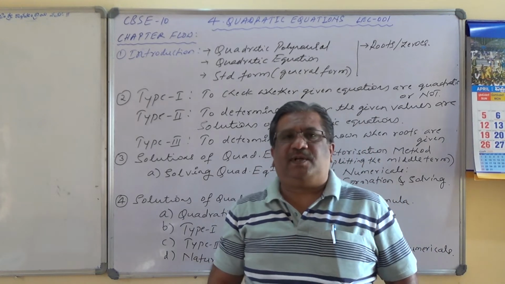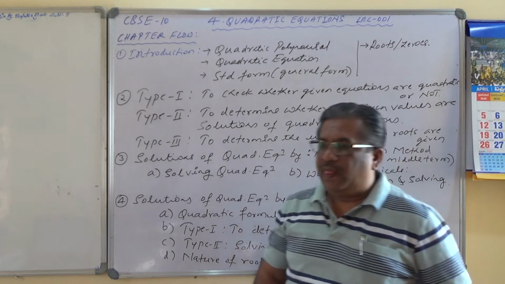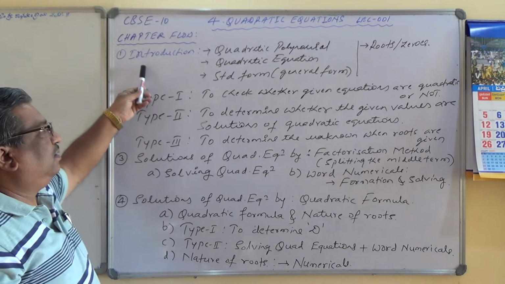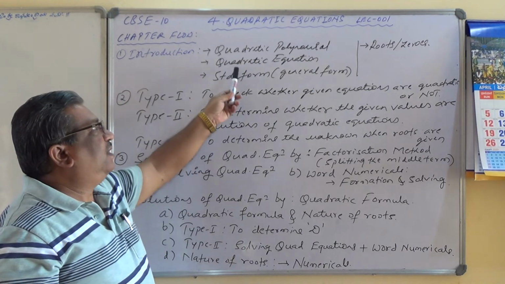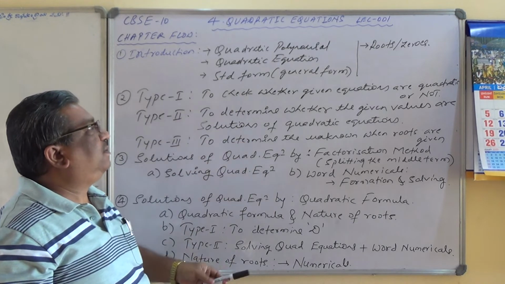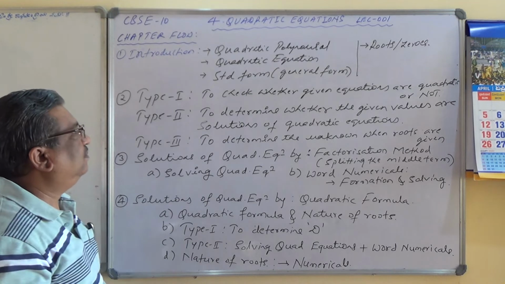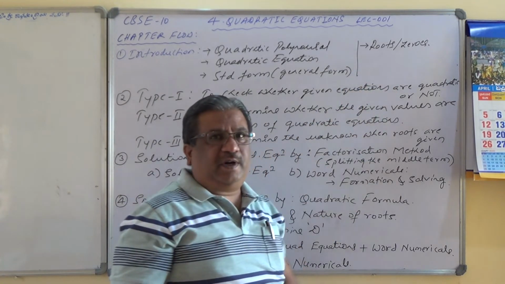Let us begin chapter number 4, quadratic equations, CBSE class 10th. The chapter flow goes like this. Introduction: what is a quadratic polynomial and what is a quadratic equation, the difference between them, the standard form or the general form of a quadratic equation. What do you mean by roots or zeros of quadratic equations?